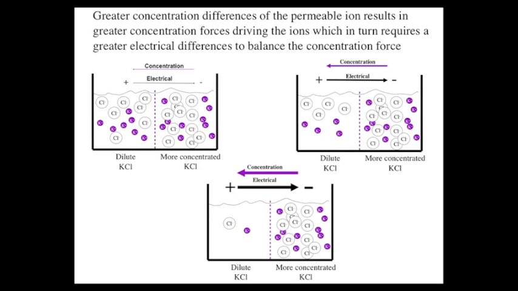So for example, in the container in the top left, there is a very small concentration difference of potassium between the left and the right compartments, and hence there would be only a very small electrical difference to balance that particular concentration disparity. On the other hand, in the bottom figure, there's a very large difference in the potassium concentration. Hence, there would be a very large electrical force that would be required to build up to balance the concentration force.